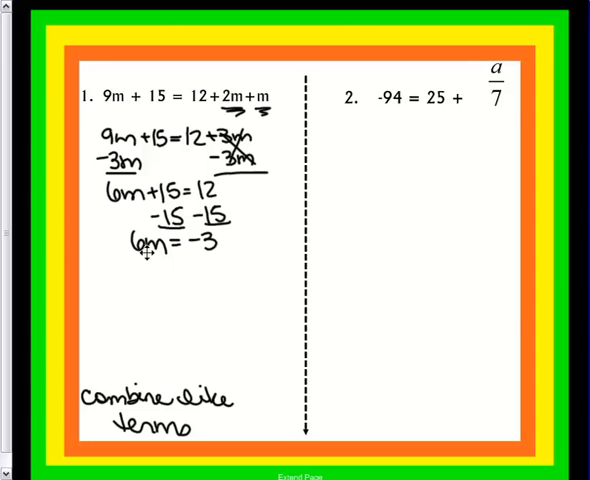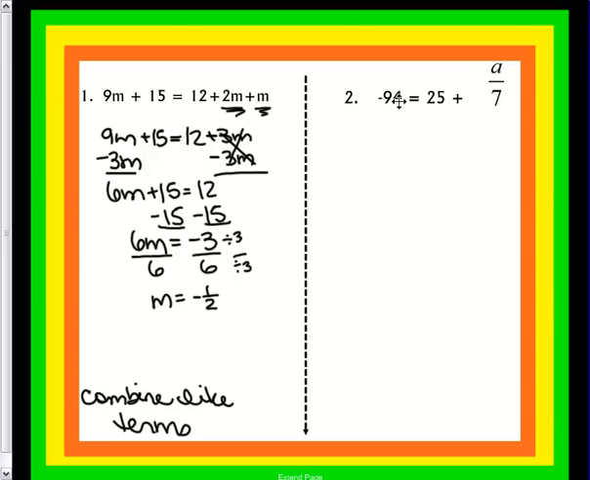What do I do now? To isolate the m, I've got to divide by 6 on both sides. So m equals a negative 1/2. Why 1/2? Because 3/6 can be simplified by dividing by 3 in each of them. And I get 3 divided by 3 is 1, 6 divided by 3 is 2.